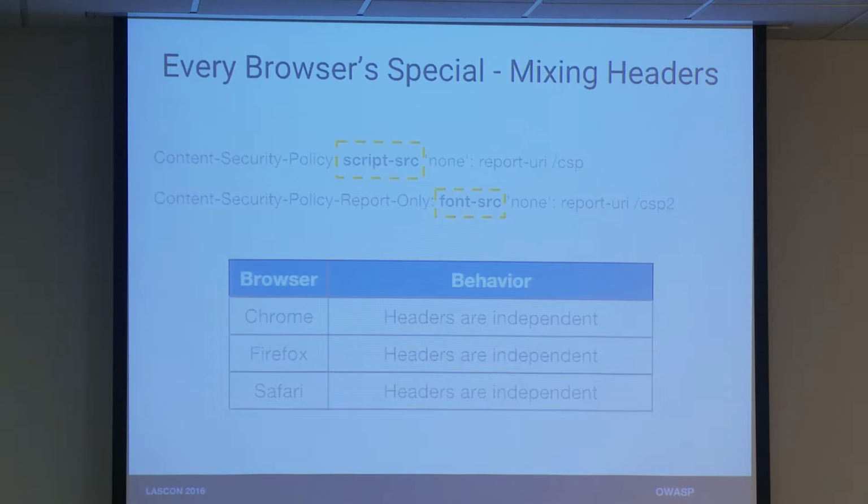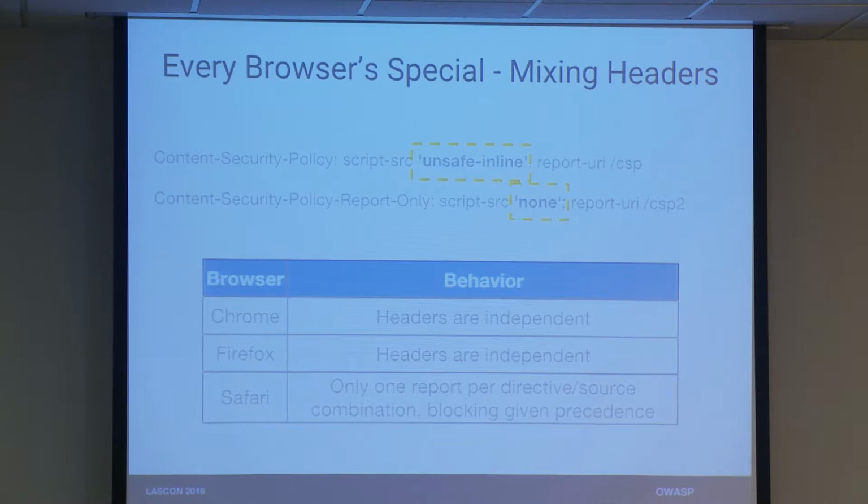And then we do some A/B testing as well. One thing that's not really well documented is what happens when you mix headers. If you have both a content security policy and a content security policy report only header, what happens? If you used two completely different directives, for the most part, what we found was the headers are completely independent. You'll get different reports depending on the header and the violations. So you may get duplicate reports in some cases.